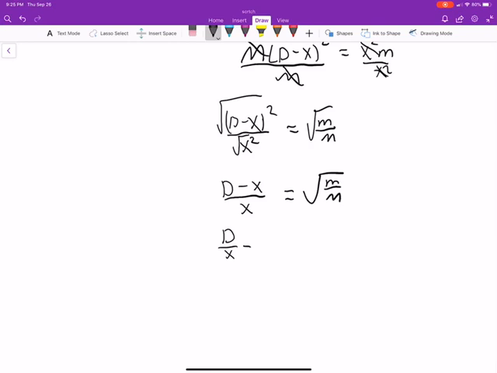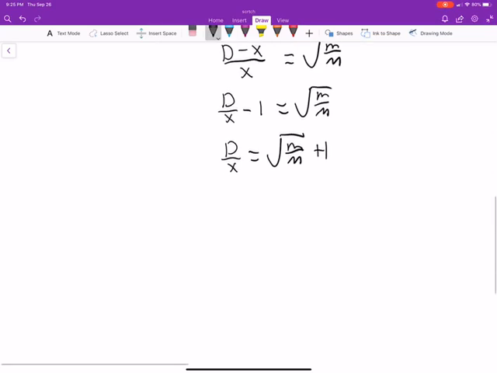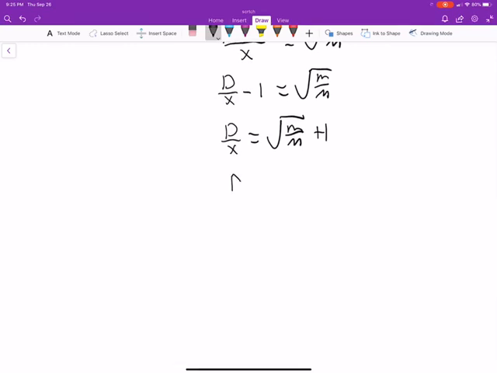If we break that up into two separate fractions, d over x and then minus x over x is just minus 1, equals the square root of little m over big M. So d over x is the square root of little m over big M, plus 1. Do what I write, not what I say. Let's see, multiply by x. We get the square root of this stuff plus this stuff times x. And now we just have to divide it over. So let's see, that's d over 1 plus the square root of little m over big M is x.